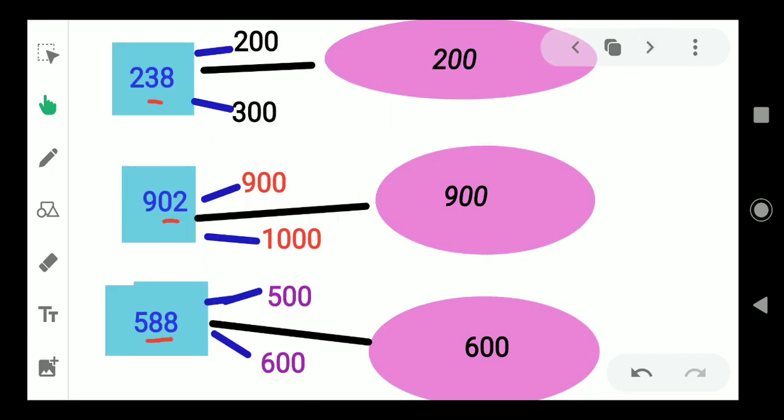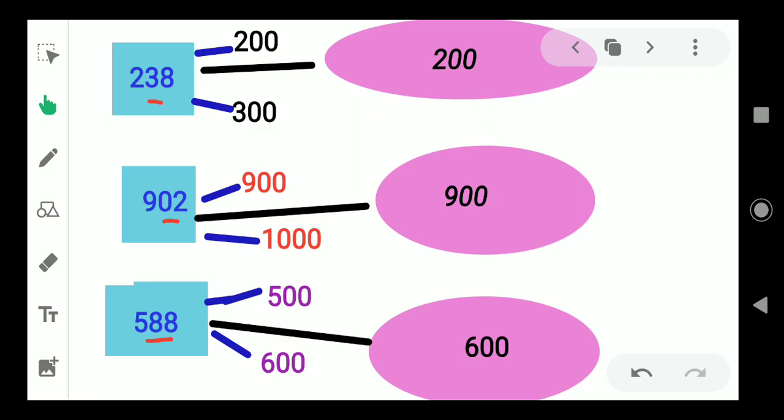Next example is 238. Which are the two possibilities? 200 and 300. Number in the tens place is 3. So without any doubt we can say that it is 200. 902. Two possibilities are 900 and 1000. The number in the tens place is 0. 0 means it is less than 4, no? So we can say that it should be rounded down. 900 is the answer.